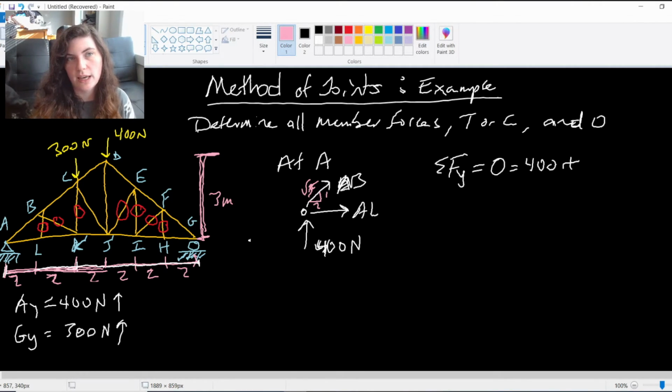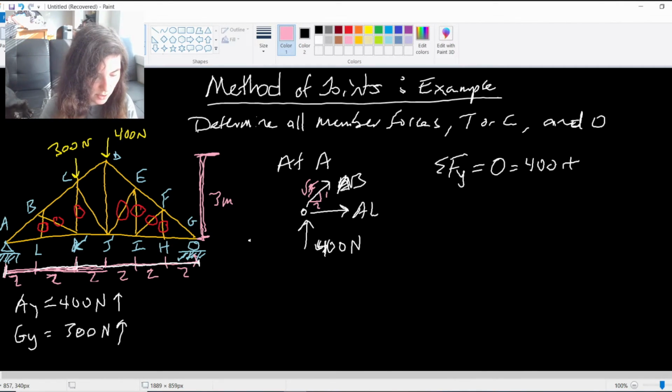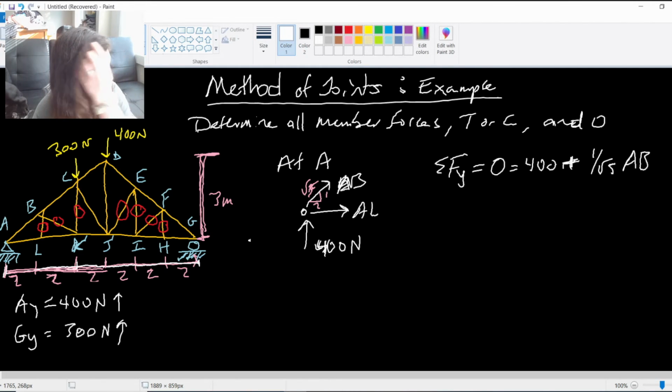Now again, you can take the inverse sine and turn this into an angle if you want, but I'm going to leave it as just the ratio. So that I have 400 plus the y component is 1 over square root 5 AB. So even though we weren't given an angle, by geometry of the truss, we can figure out what the angle slopes of these triangles are.